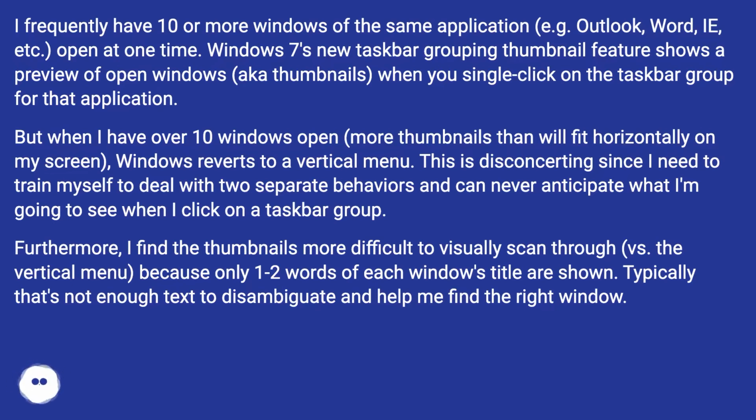But when I have over 10 windows open, more thumbnails than will fit horizontally on my screen, Windows reverts to a vertical menu. This is disconcerting since I need to train myself to deal with two separate behaviors and can never anticipate what I'm going to see when I click on a taskbar group.